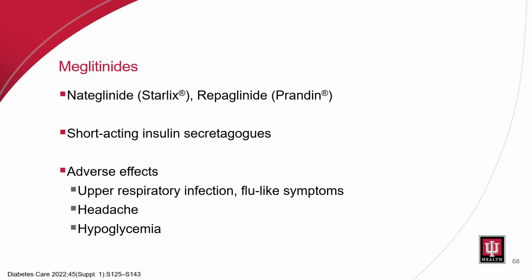The meglitinides are nateglinide or Starlix, repaglinide or Prandin, and these stimulate the release of insulin from pancreatic beta cells. They can also be called our short-acting insulin secretagogues because of their mechanism of action. Adverse effects that these patients may experience when taking this medication are upper respiratory infections and flu-like symptoms, headache, and hypoglycemia, especially in elderly patients with renal dysfunction.